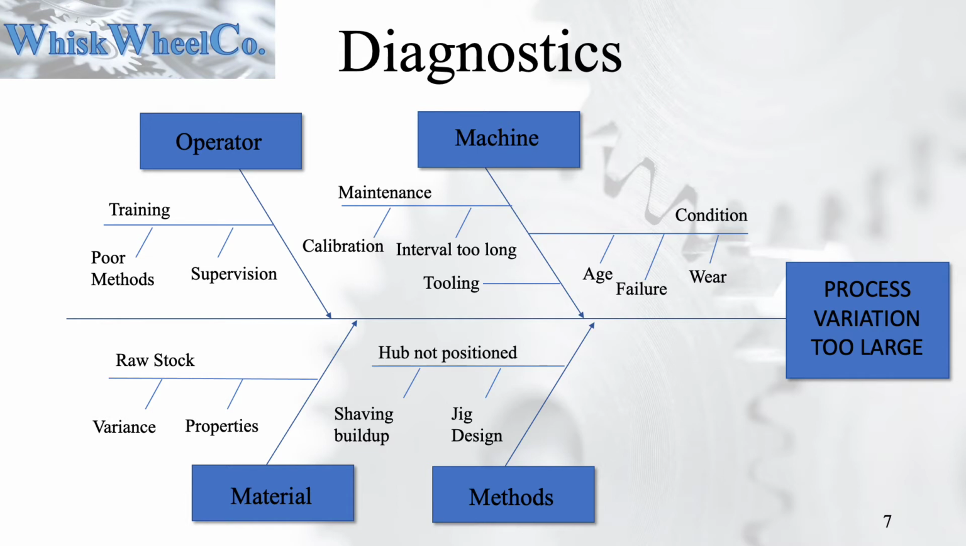Initially, a cause and effect process chart was created to determine areas that we should consider to look at for what is causing the variation. As you can see here, as for subgroups, we looked at the operator, the machine itself, the material, and the methods being used.